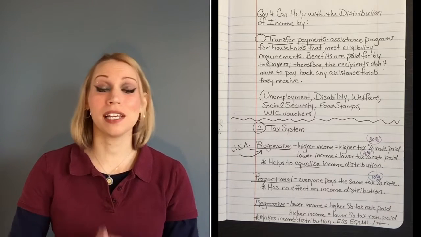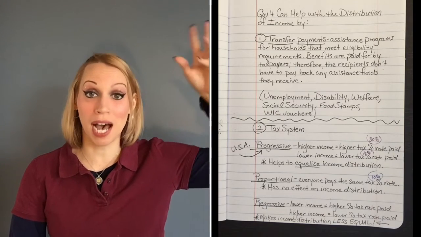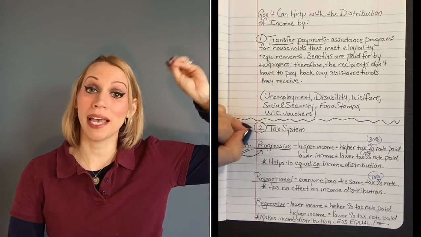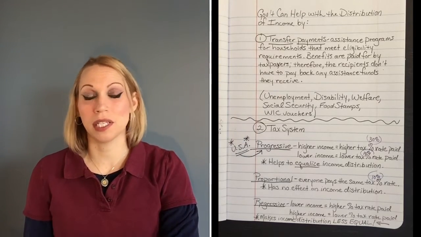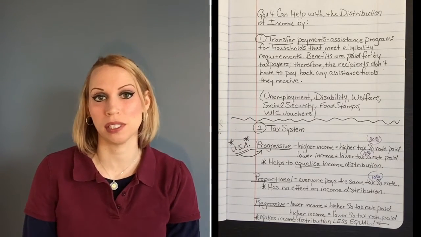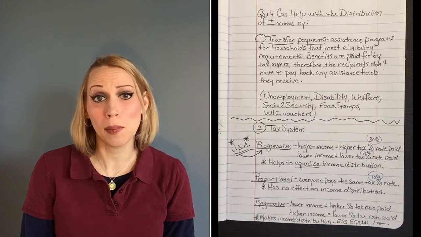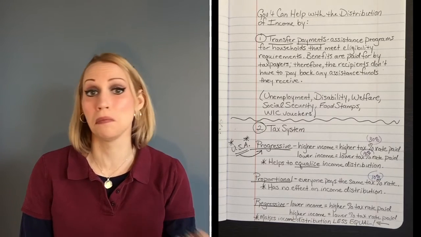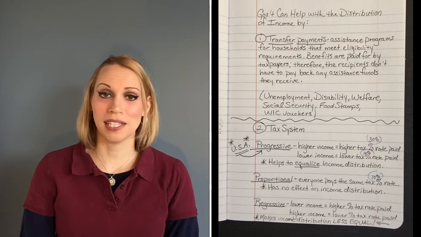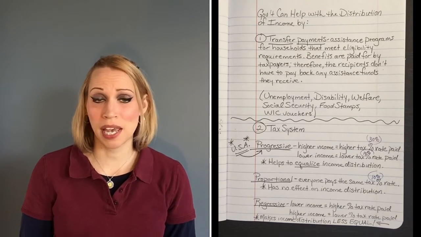Now, the United States currently has a progressive tax system where people who are earning the highest amounts are paying a higher tax percentage. People that are earning lower amounts of income are paying a lower tax percentage. And all of that is just the government's way of trying to help with income distribution and keeping the income distribution more equal.